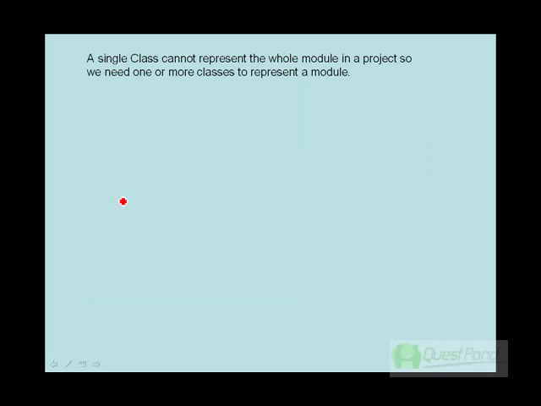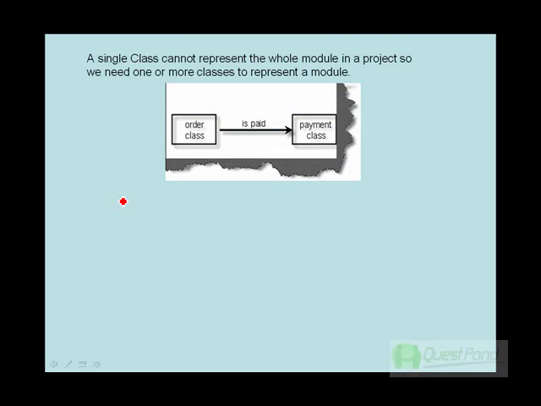Now, one of the important things is that a single class cannot represent the whole module in a project. So for example, we have defined a customer class. Definitely the customer class has to interact with other classes to fulfill the functionality. For example, in the video I have shown an order class which interacts with the payment class to achieve the full functionality. Once you place the order, it will use the payment class to do the payment.